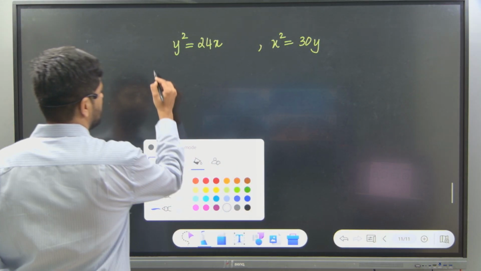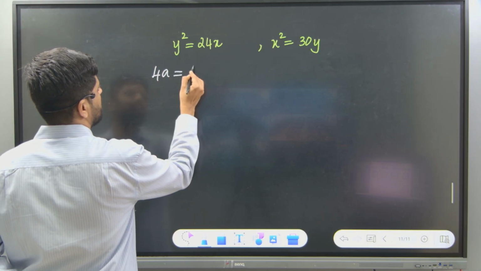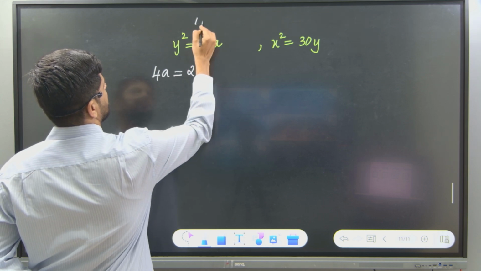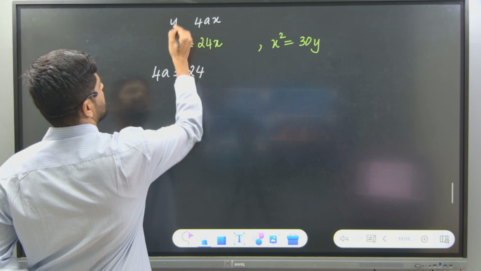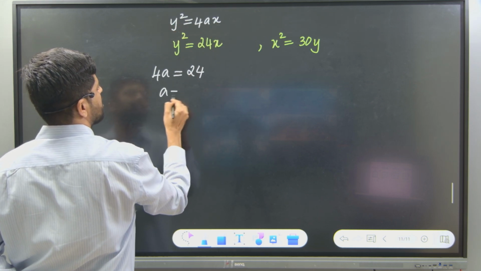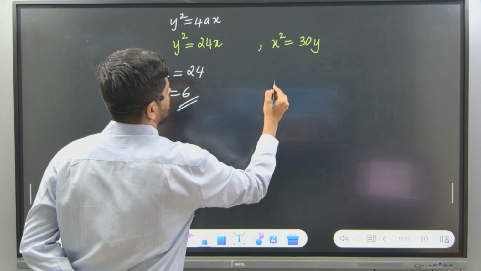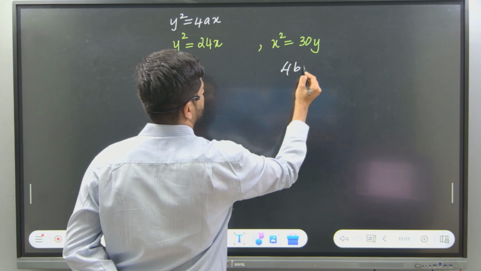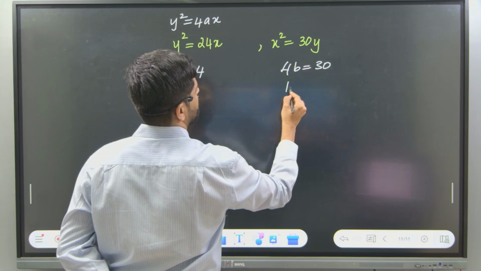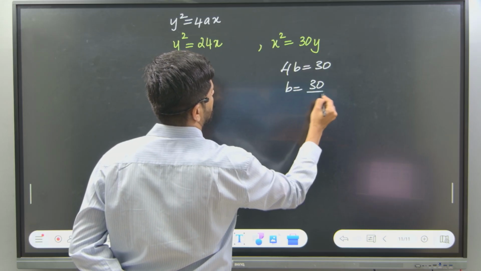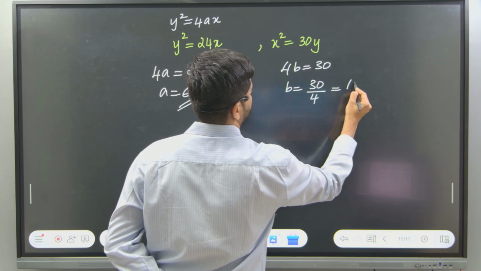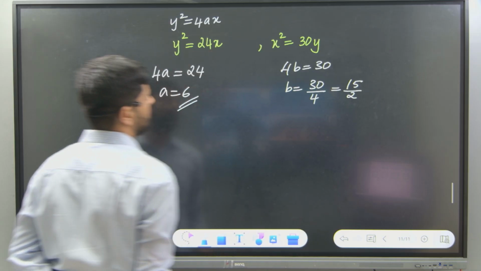So 4a will be equal to 24, correct? Because the equation is y square is equal to 4ax. A will be how much? A will be 6. And what about here? 4b will be equal to 30. So b will be how much? 30 by 4, which is going to be 15 by 2.